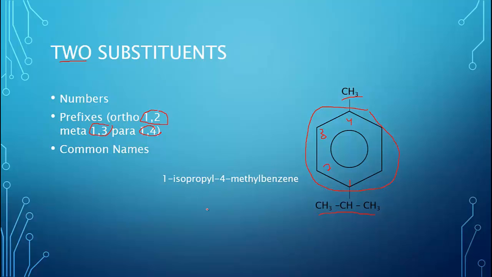In this case, we would use para because we get in position 1 and position 4. The correct name would be para-isopropyl methylbenzene. We could only put a P to abbreviate the whole name. That's just enough. When we want to use common names, we need a common name. If we don't have a common name for our benzene, we can't use this method.